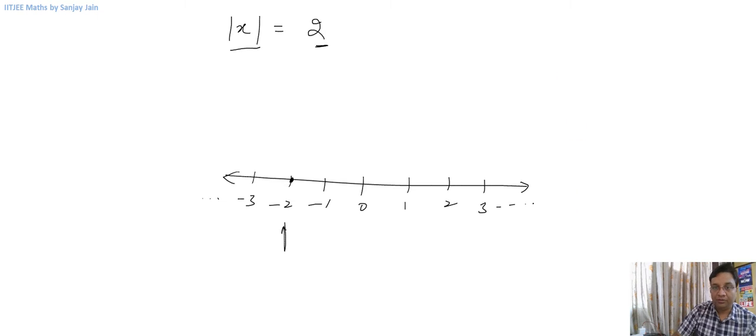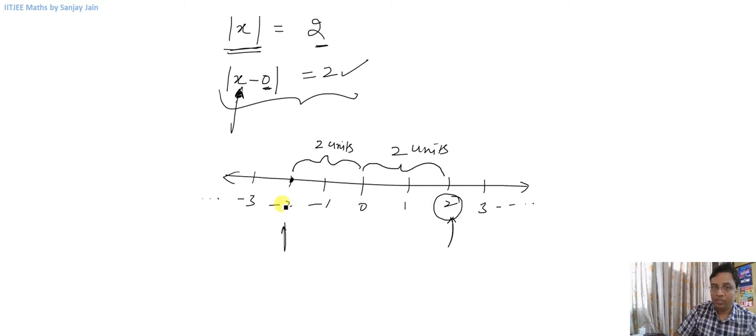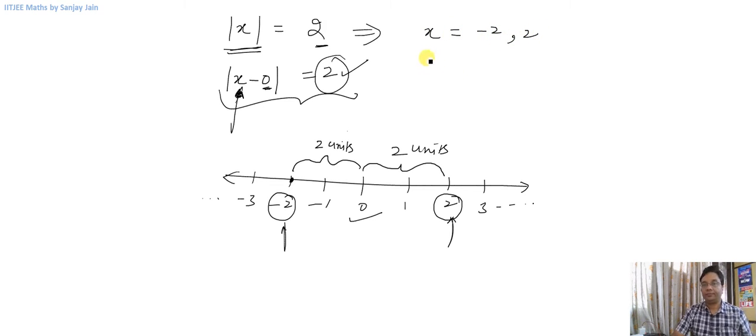And what is the absolute value of this number here? It is also 2. So what I mean is that the distance from 0 of this number is 2 units, and the distance from 0 of this number here is also 2 units. So when I'm writing mod of x, I can write it in another way like this: |x - 0| = 2. I read it as: I am looking for a real number x, the distance of which from 0 is 2. The distance of 2 and negative 2 from 0 is the same, that is 2 units. So the solution is x equal to negative 2 or 2, right? These are the values of x that satisfy this equation.